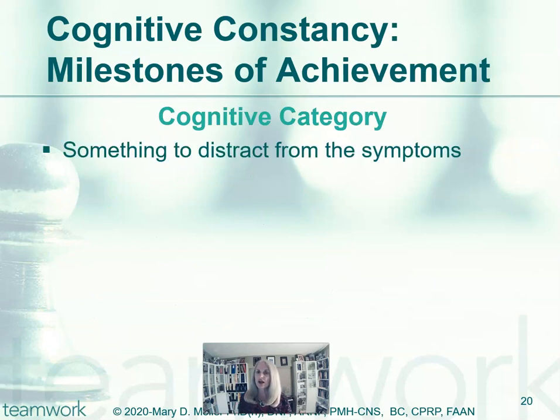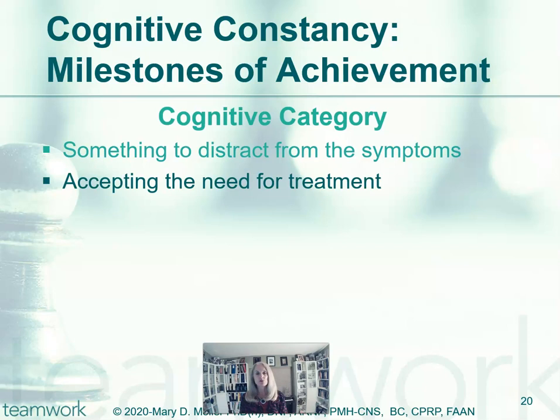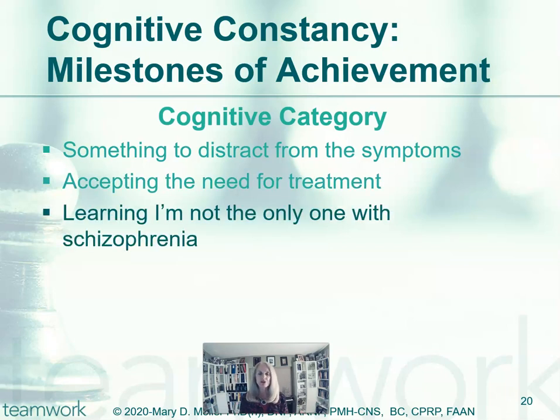Okay, what's going on cognitively? They need to be able to distract themselves from the symptoms. They need to accept the need for treatment. And they learn, I'm not the only one that has this illness. Not accepting the need for treatment, okay, that's way down here in phase 3. Okay, the person's got to experiment, right? They're going to go off their meds. They're going to find out, hey, I think there is something really wrong, and I do need to be in treatment. Everybody's on their own trajectory for that.